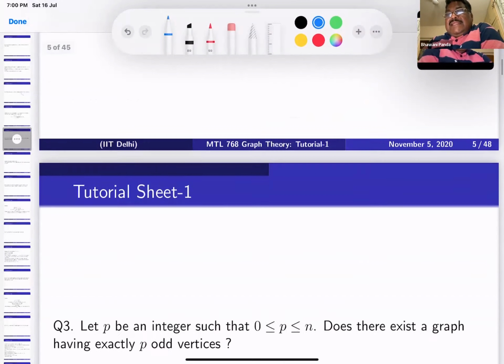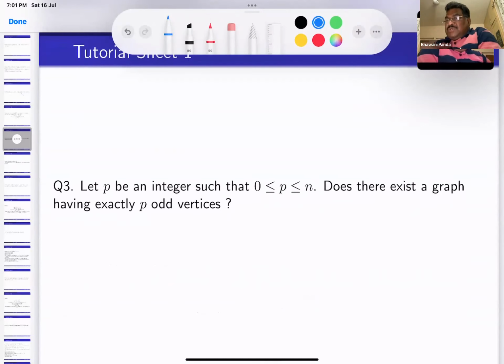See, let P be an integer such that P lies between 0 and n. Does there exist a graph having exactly P odd vertices? I think no. No for what? If P is odd, right? Exactly P odd vertices. If P is odd, then you cannot have an odd number of odd degree vertices. But if P is even, you may have this, right? For example, P is equal to 2.